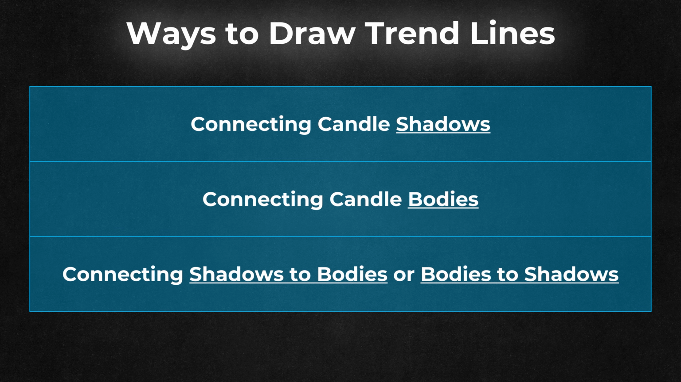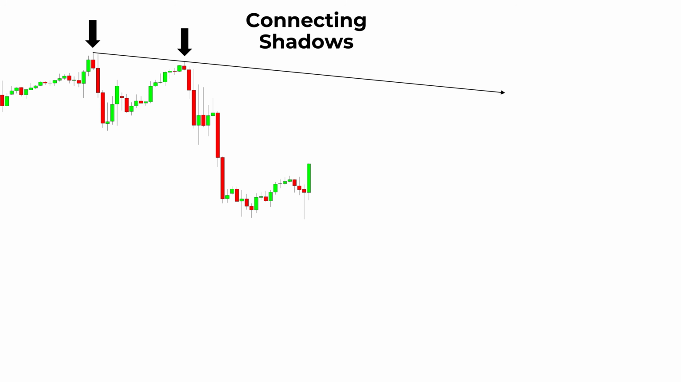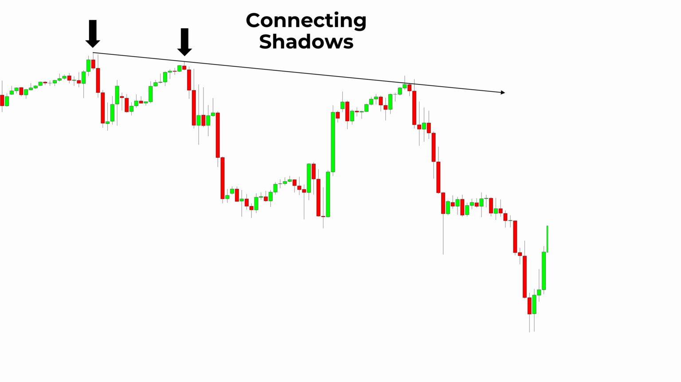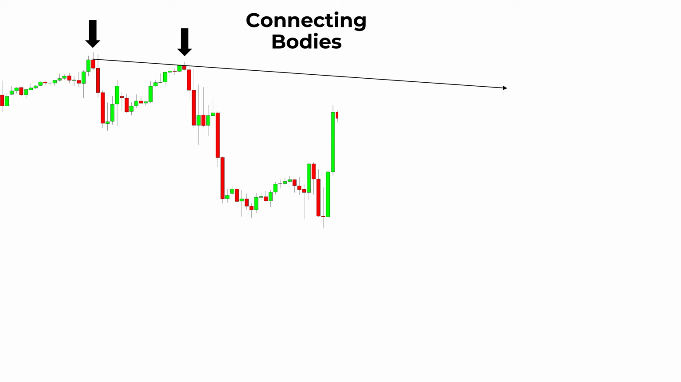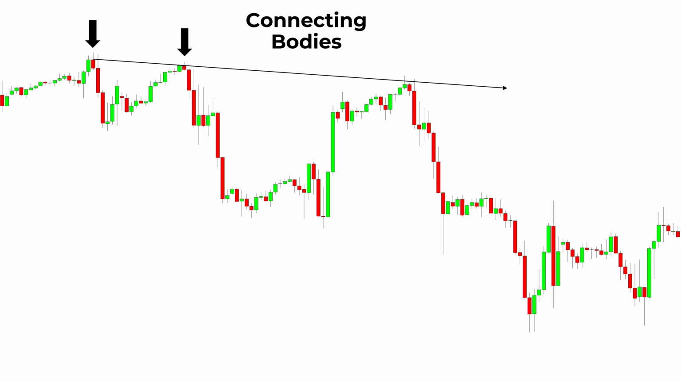For example, in this chart we have a downtrend, meaning lower highs and lower lows. If we connect the very tip of the candle shadows that form these two highs, and then extend this line into the future, we'll see that this trend line forms a successful resistance level later on. In the same chart, we can see that a trend line connecting candle bodies would produce a similar result, but with a slightly different angle.